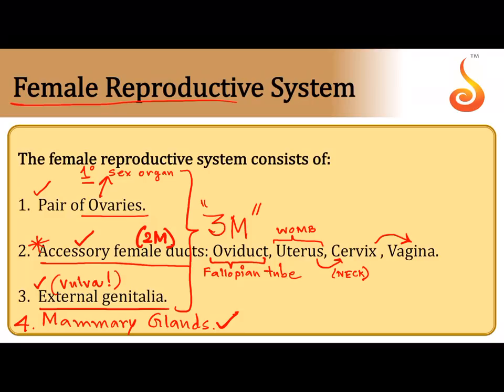Alright, so I hope you have taken it down. A pair of ovaries, that is the primary sex organ, accessory female ducts: oviduct, uterus, cervix, vagina, external genitalia, that is technically called the vulva, and last but not the least, mammary gland or breasts. Okay, moving on.